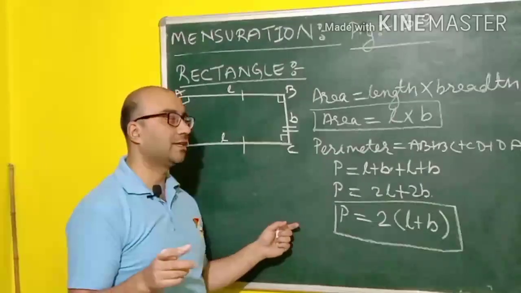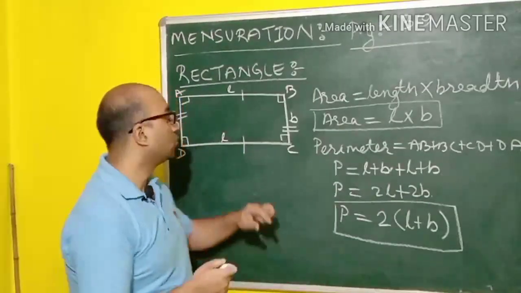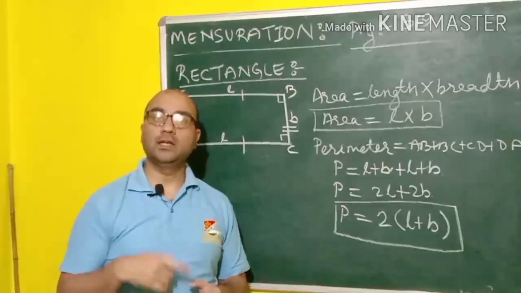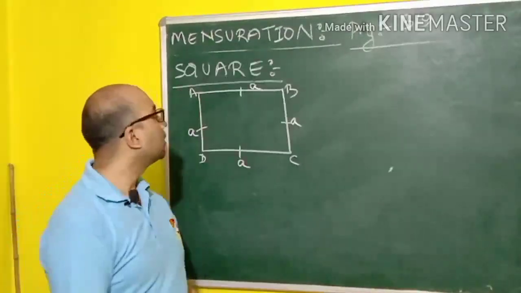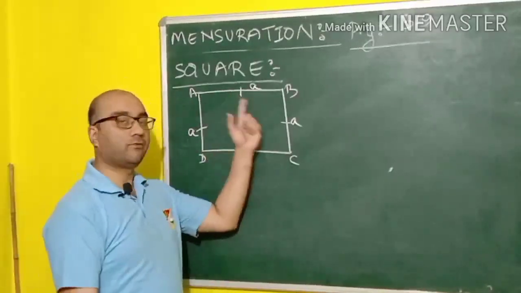So all these formulas have been illustrated in your textbook also on page number 319. So we are done with rectangle. Now let us see the next figure. Our next figure is a square. A square is also a plane figure consisting of 4 sides.